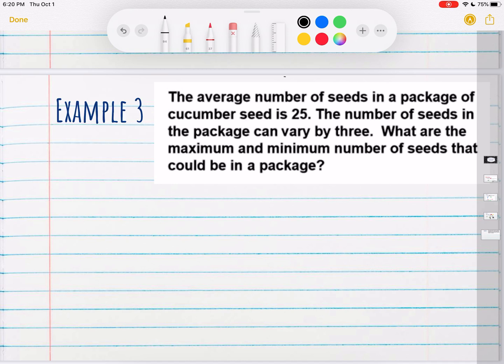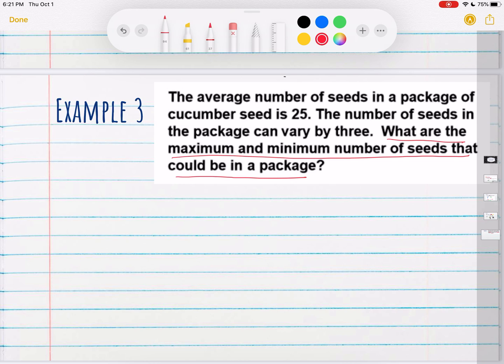Well, let's underline our problem. That is, what are the maximum number and minimum number of seeds that could be in a package? So when a problem is asking for maximum and minimum numbers, it's kind of a hint that it's going to be solved with absolute value equations. That's kind of the one big use for absolute value equations, is to find a maximum or minimum, because it can help us find both numbers with one simple equation.